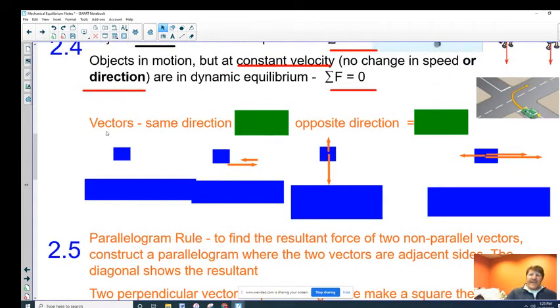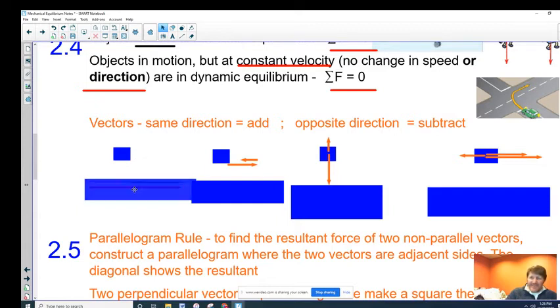So remember that if vectors are in the same direction, we add them together. If they're in opposite directions, we subtract. Okay, so I don't know why this is moved. I should have a couple of vectors right here. There, I moved them down here. Originally, I had a vector here and a vector here. So they were acting on this box.